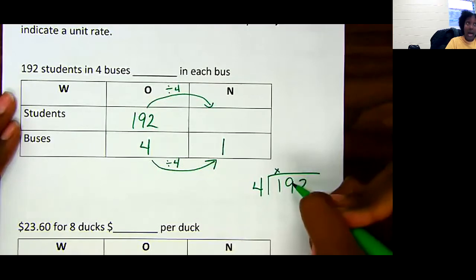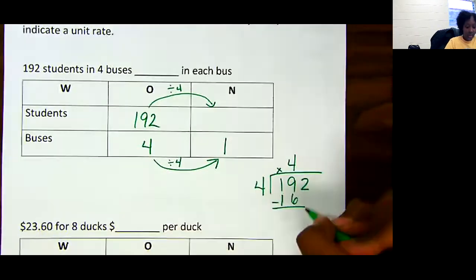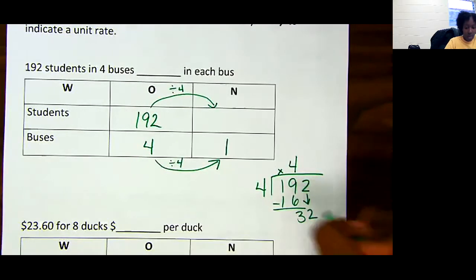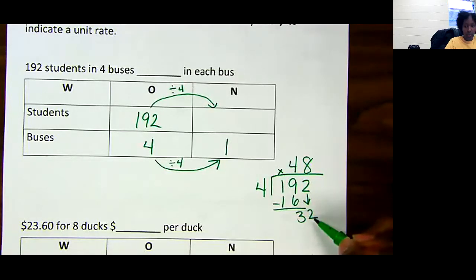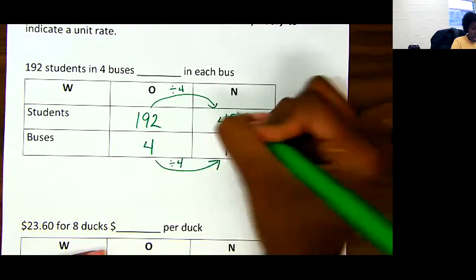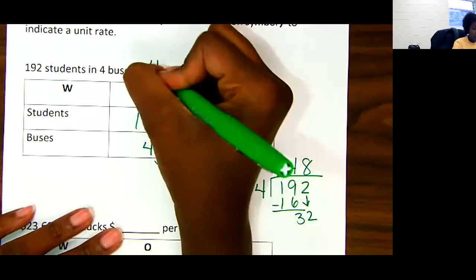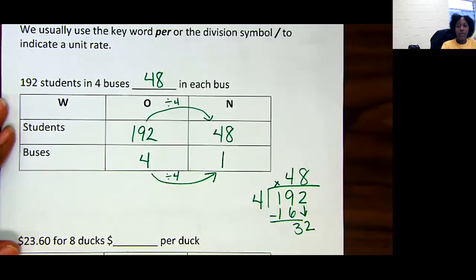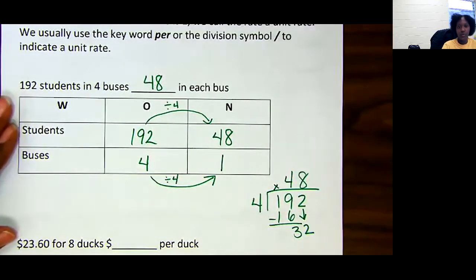19, 4 times 6 is 24, that's too much. 4 times 5 is 20, that's too much. So 4 times 4 is 16. 6, 7, 8, 9, that's 3 left over. Bring down my 2. I know that 4 times 8 will give me 32. So I can put 48 students on one bus. 48 students, okay? Usually when you're looking for a unit rate, division is usually involved.